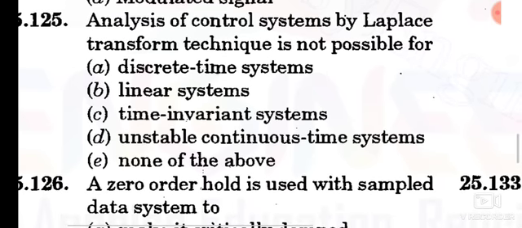Question number 125. Analysis of control system by Laplace transform technique is not possible for option A, discrete time systems.